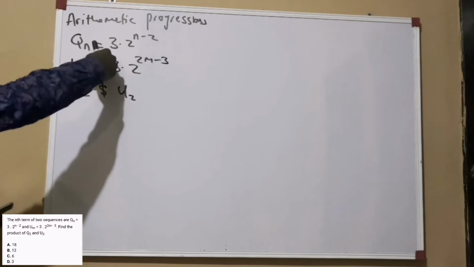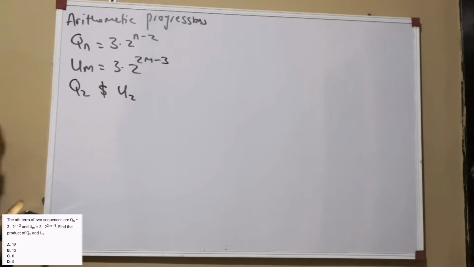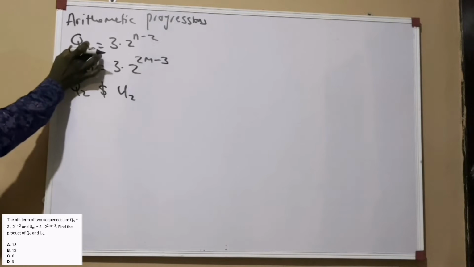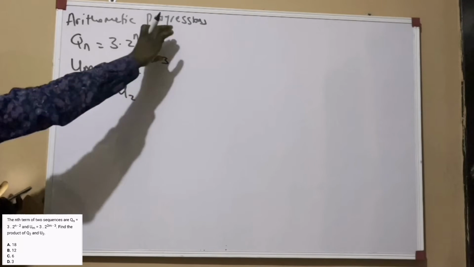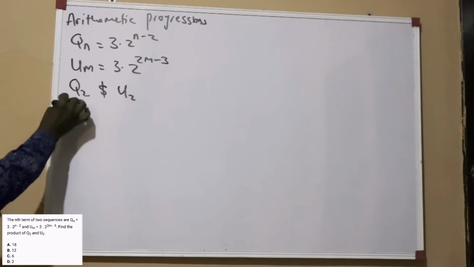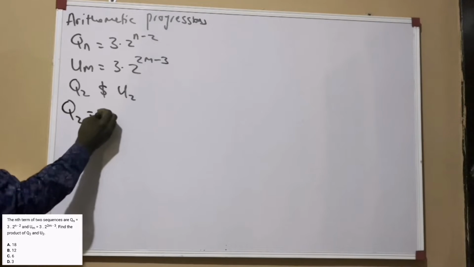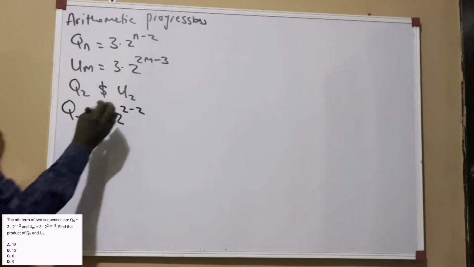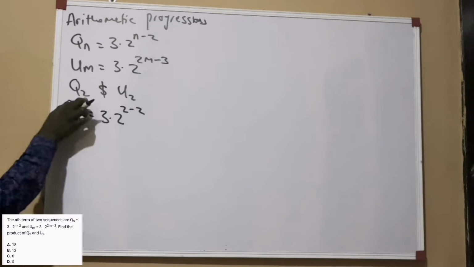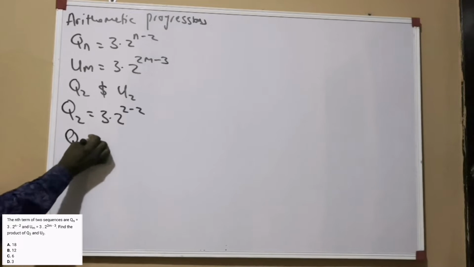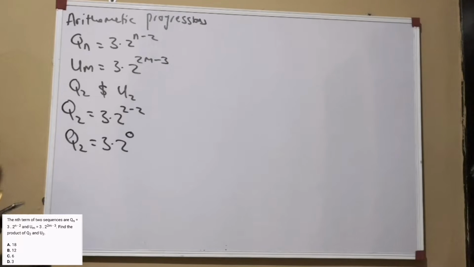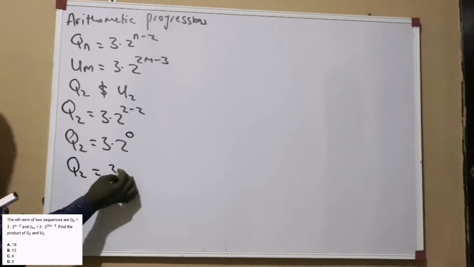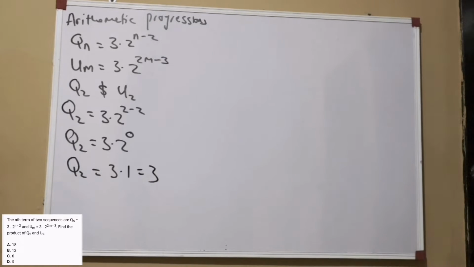Okay, now, given these two sequences, how can we solve this problem? First of all, I have Qn and I have Q2. So it means my number of terms here is 2, n is 2. So if I use this first equation, I'm going to have Q2 is equal to 3.2 raised to the power of 2 minus 2, because anywhere I see n, I'll put 2. So Q2 is equal to 3 times 2 raised to the power of 0, because 2 minus 2 is 0, and 2 raised to the power of 0 is 1. So our Q2 is equal to 3 times 1, which is equal to 3.